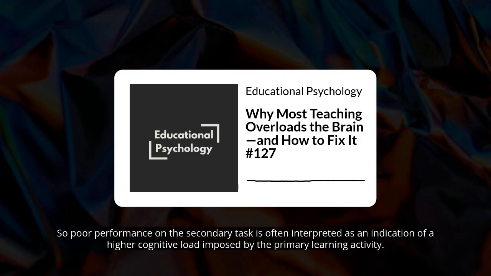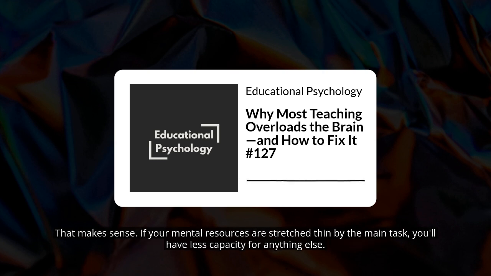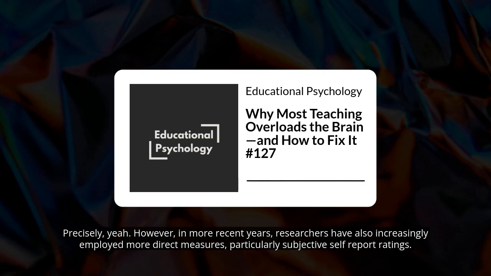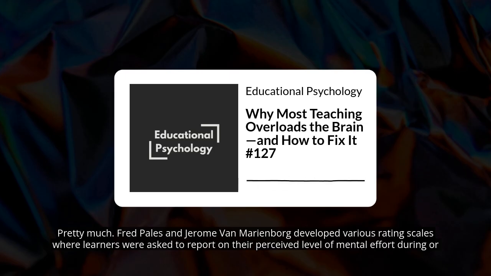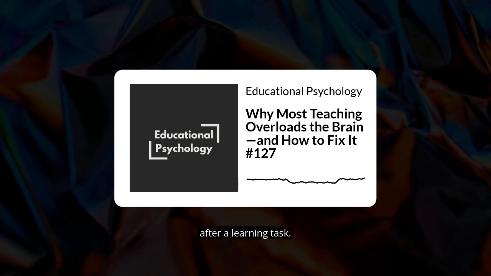Yeah, definitely. So poor performance on the secondary task is often interpreted as an indication of a higher cognitive load imposed by the primary learning activity. That makes sense. If your mental resources are stretched thin by the main task, you'll have less capacity for anything else. Precisely. However, in more recent years, researchers have also increasingly employed more direct measures, particularly subjective self-report ratings. Just asking people how hard they're thinking. Pretty much. Fred Paas and Jeroen van Merriënboer developed various rating scales where learners were asked to report on their perceived level of mental effort during or after a learning task.